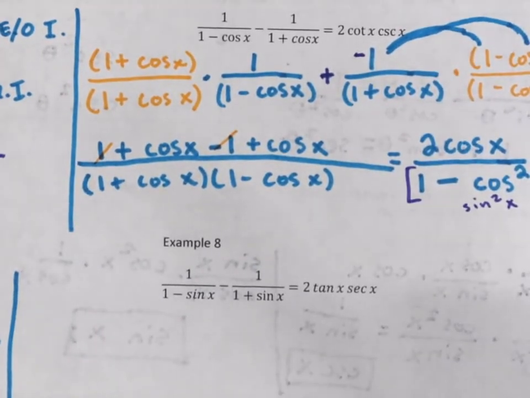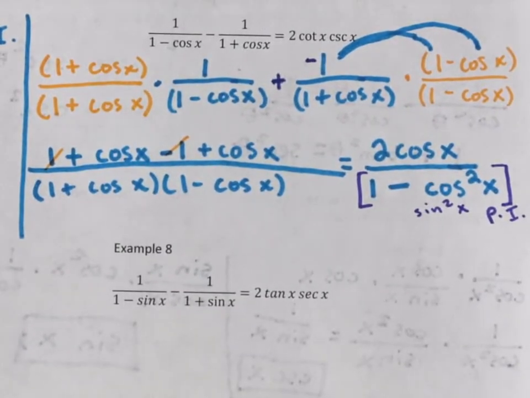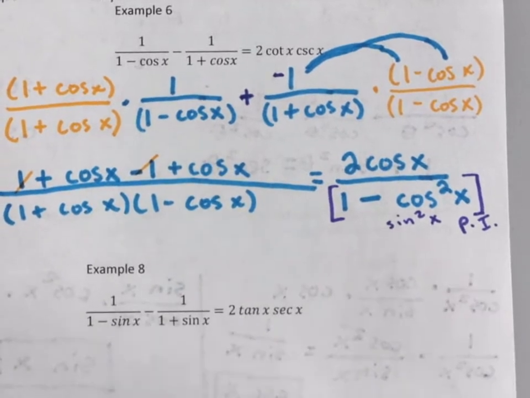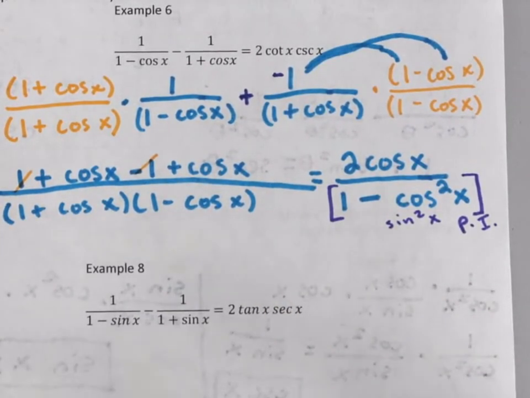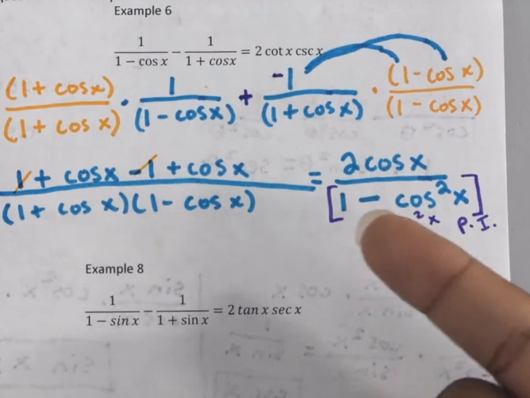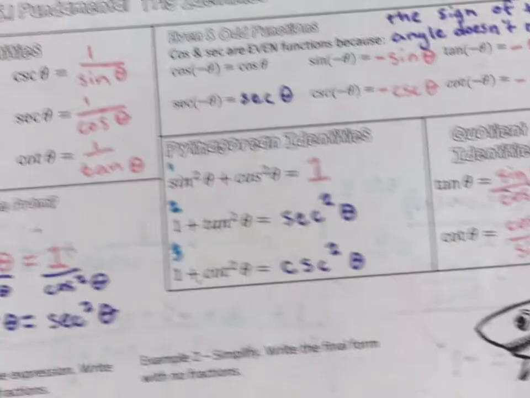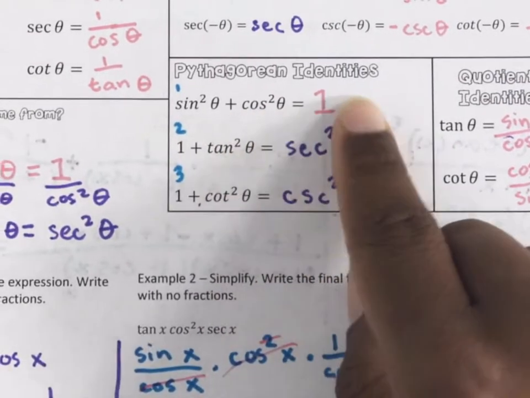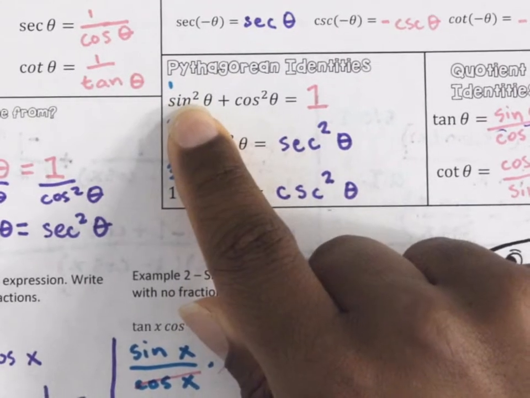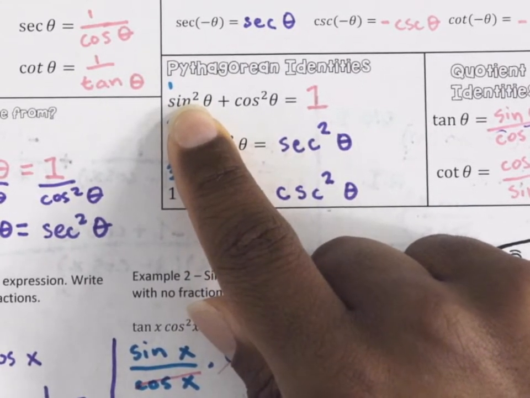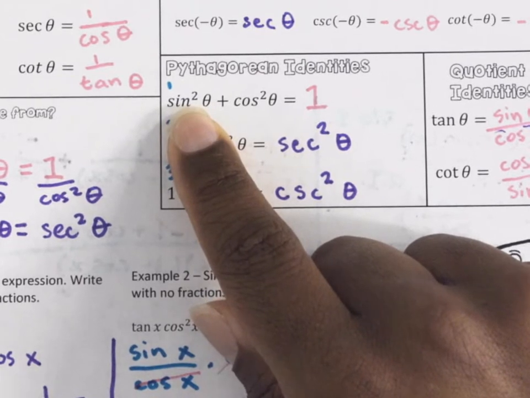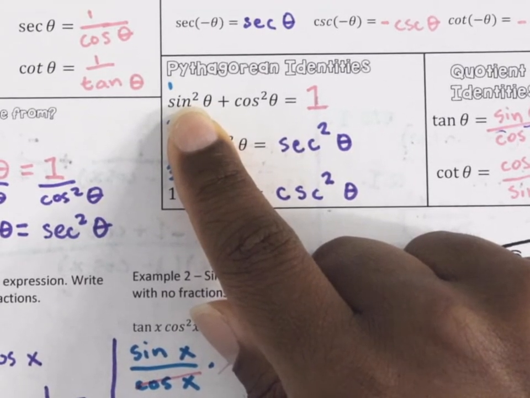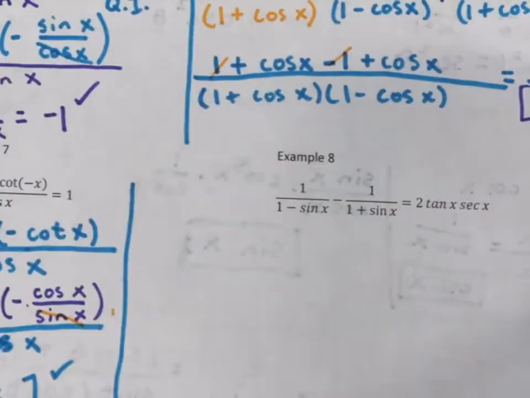Why are we changing it? Because I don't like that I'm not just going to get one term. Instead of having 1 minus something at the bottom of my fraction, I just want one thing. Because this is a Pythagorean identity, 1 minus cosine squared equals just sine squared. So it helps me simplify it, because I don't have 2 things on the bottom, I just have 1 thing on the bottom now.